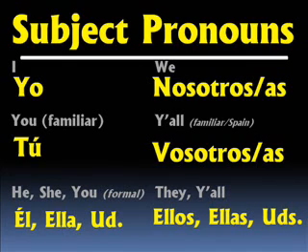Okay, so we've got the they. If it's an all-male group or a co-ed group, we will use ellos. And we have they female, which is ellas. We only use ellas if the they that we're talking about is an all-female group. And of course we have the plural form of usted, which is ustedes. I mentioned that just a moment ago.